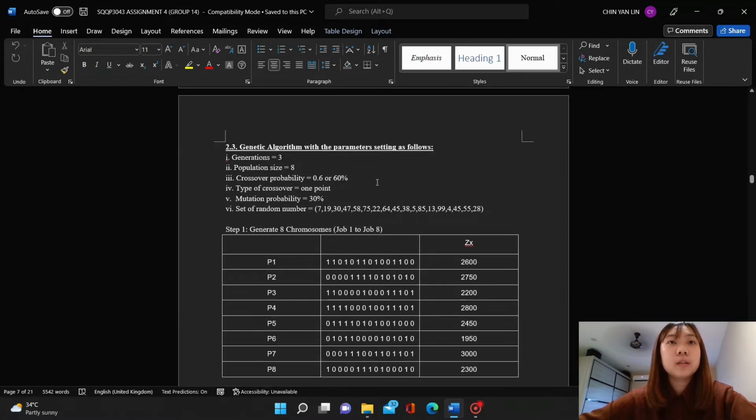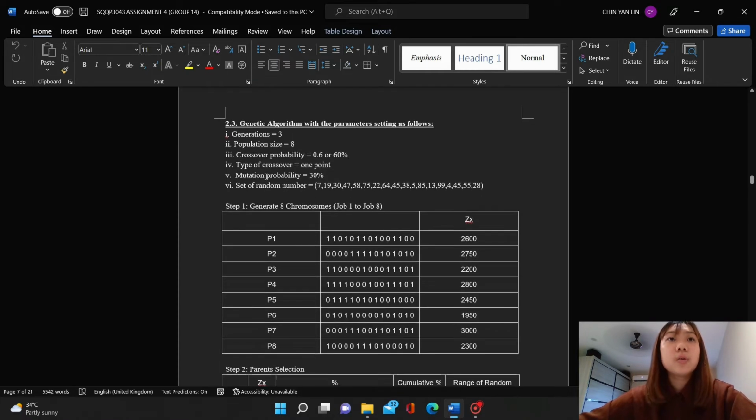For the genetic algorithm, first we need to set the parameter settings. We set the generations to 3. The population size is 8, which means we need to create 8 chromosomes. The crossover probability is 60%. The type of crossover is 1 point. The mutation probability is 30%. And this is our set of random numbers.